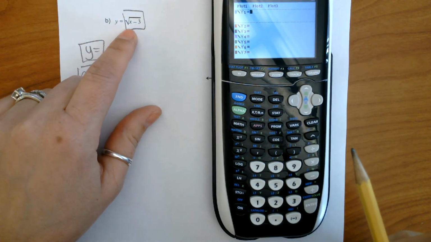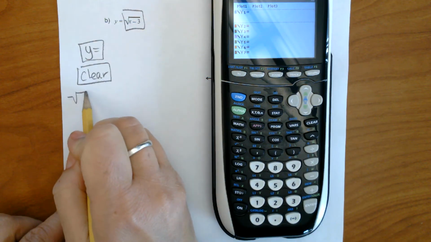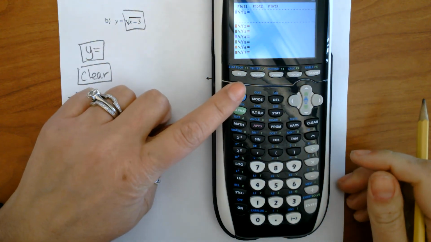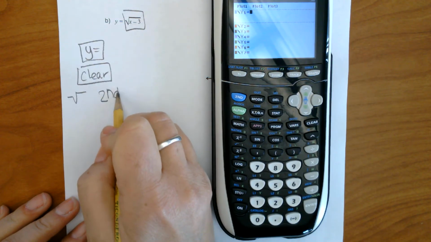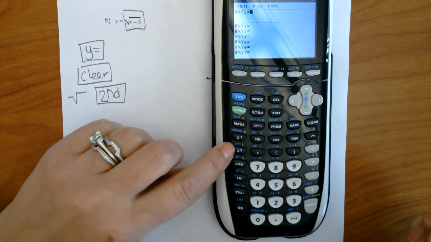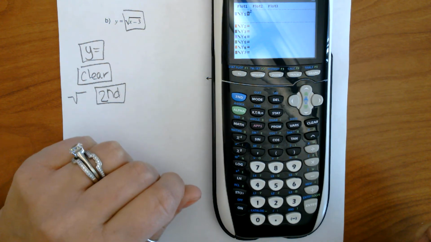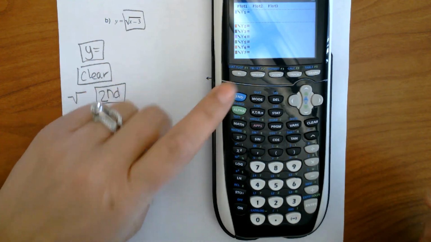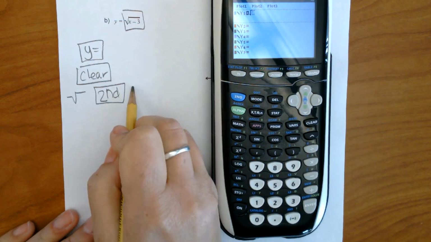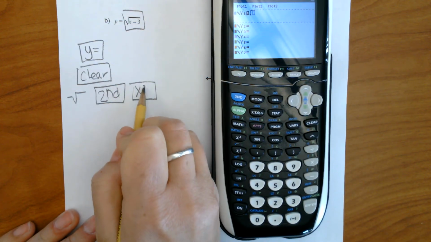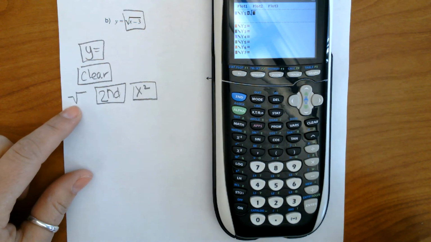We're going to put in this side of the equation. In order to get this square root button, what you're going to push is second. You're going to push second, and then you're going to push this x squared button. And I didn't push second. Second, and you get a little arrow, and then this x squared button. And that gets you your square root.